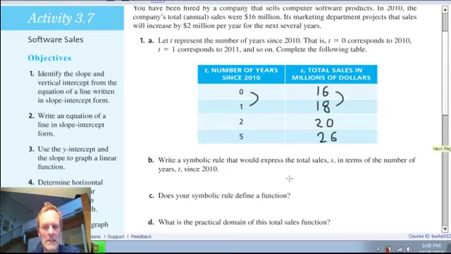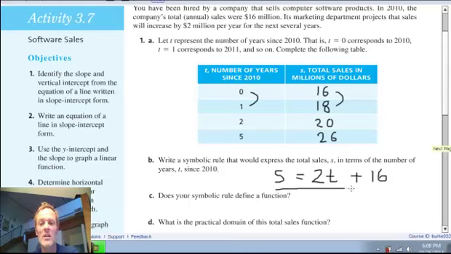So, a rule, let's have a look. Total sales, symbolic, in terms of number of years. Total sales is $2 million for every year, plus the starting point of 16 million. So think about it. When t is 0, that's gone. Yep, it's 16. When t is 1, 2 times 1 is 2, plus 16, 18.